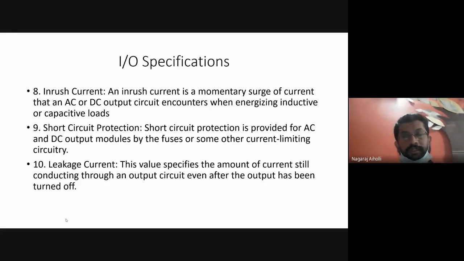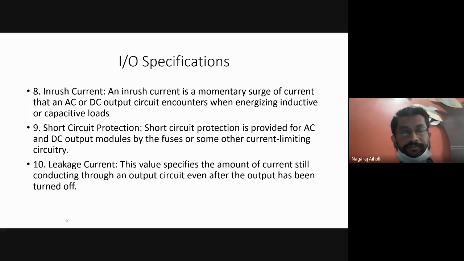Now, for giving protection against this short circuit, what should we have? We should have certain protective devices. And as I told in the last class, one such protective device is the fuse. Is it not? This fuse is used as the protective device to provide the required protection for the short circuit. Short circuit protection is provided for the AC and DC output modules by fuses or some other current limiting circuits. There may be some circuits, such as a high impedance circuit or some other type of circuit, which provide the required short circuit protection.